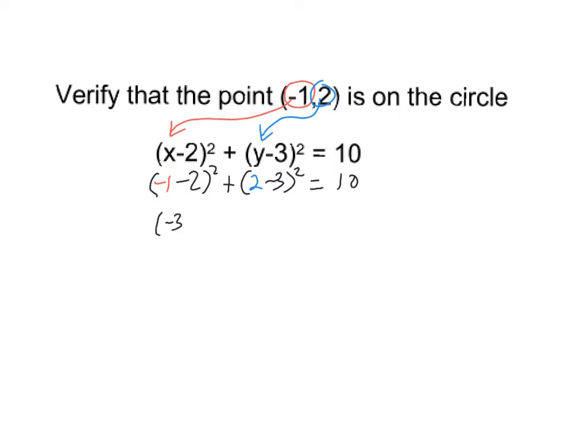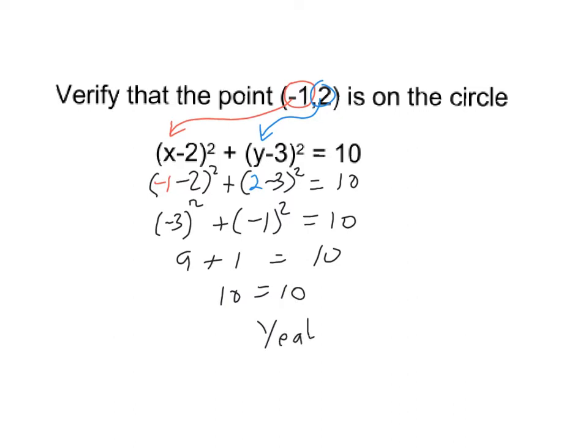And you get (-3)² because it's -1 minus 2, plus (0)² equals 10. Keep on simplifying. Order of operations would say do exponents next. So 9 plus 1 equals 10, and obviously 10 equals 10. So yeah, we can say that the point (-1, 2) is on the circle. It is one of the set of ordered pairs that is equidistant from the center of the circle, based on our definition of the circle.